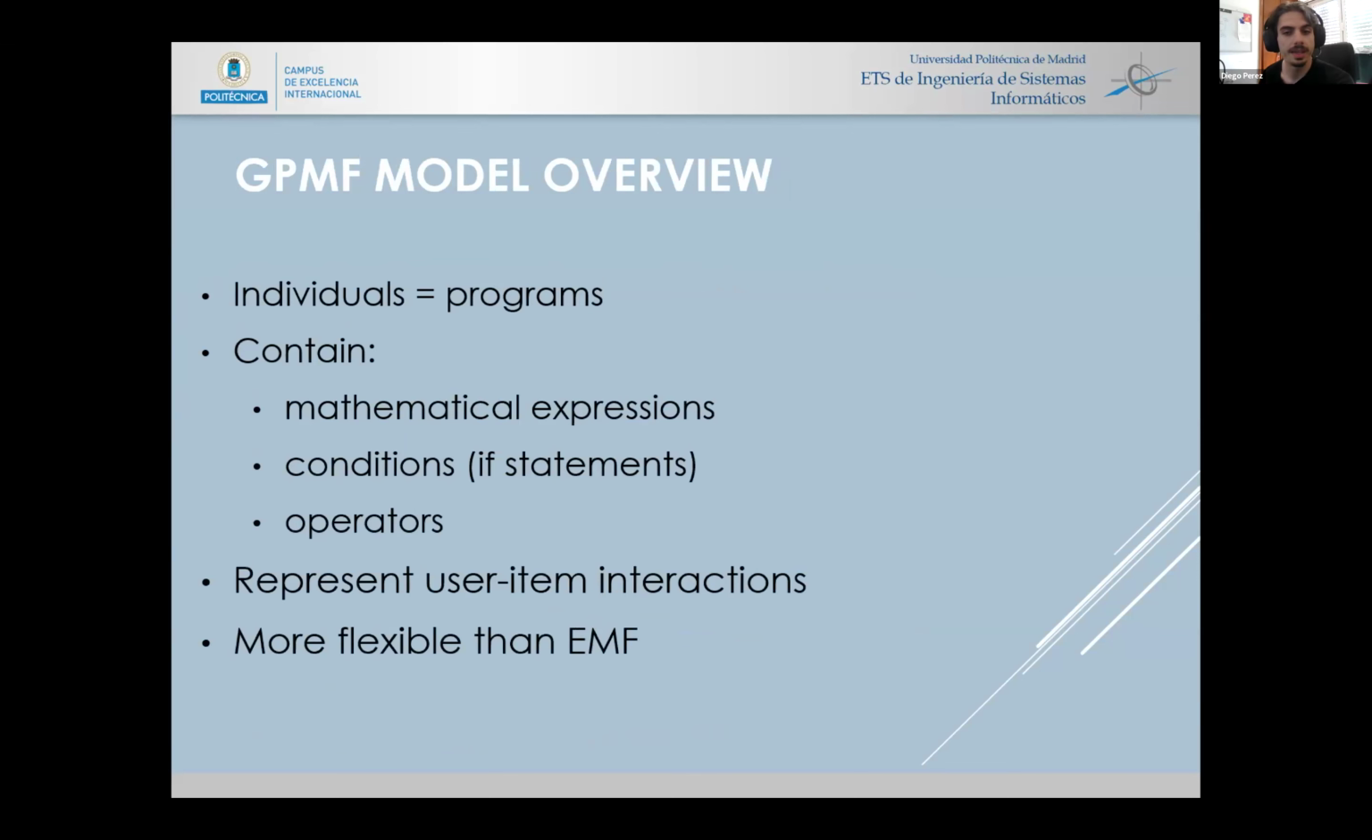Now I will briefly explain how the GPMF model works. In this approach, each individual is not just a simple mathematical expression, but a complete program. These programs can include different elements such as mathematical operations, conditional statements like if, else, and different types of operators. These components allow the model to represent user-item interaction in a much more flexible way. Compared to EMF, where individuals are only trees with mathematical expressions, GPMF introduces a more complex structure that can adapt better to the data. This increased flexibility is one of the key factors behind the improved performance of the model.